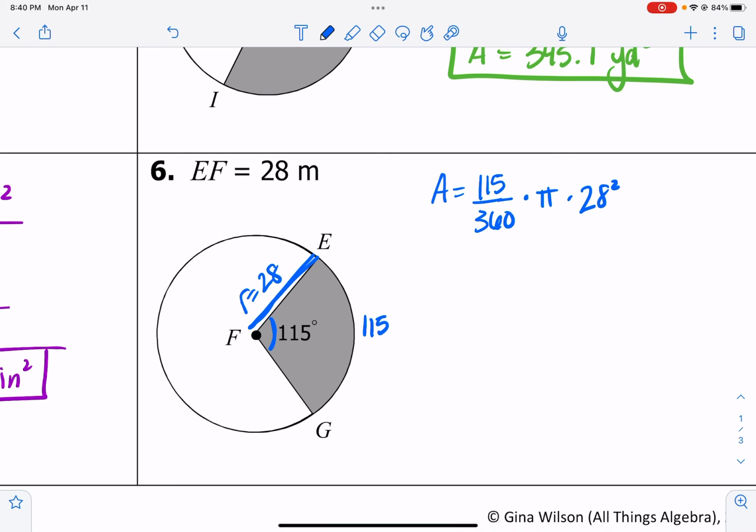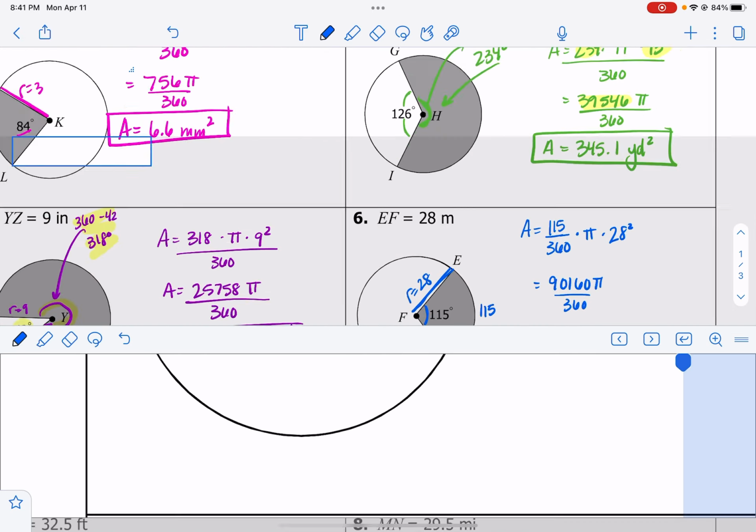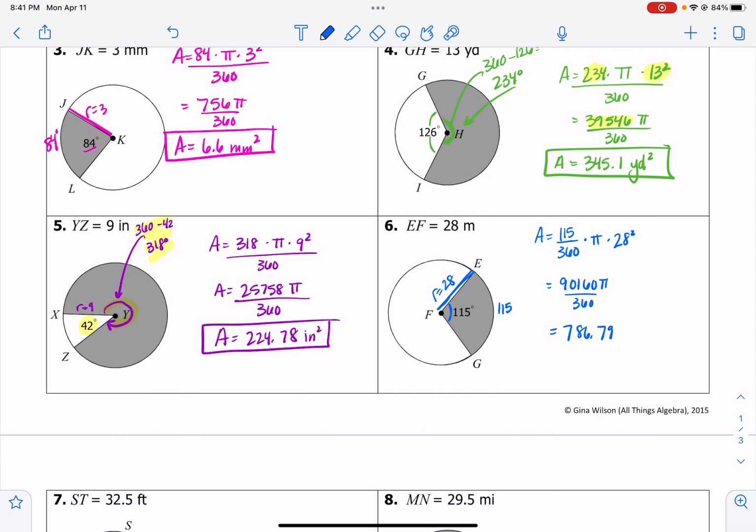This is the same thing as what I wrote before when I put it all over 360. It equals the same thing. So I get 90,160 pi divided by 360, and that is 786.79 meters squared.